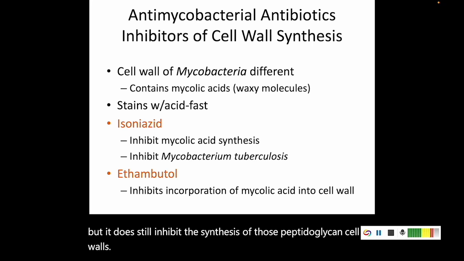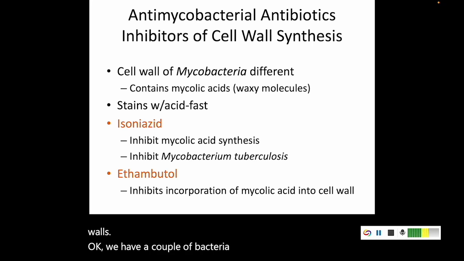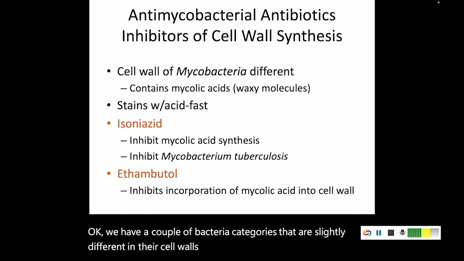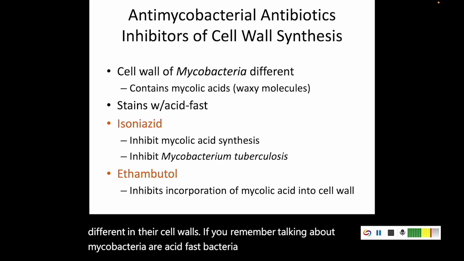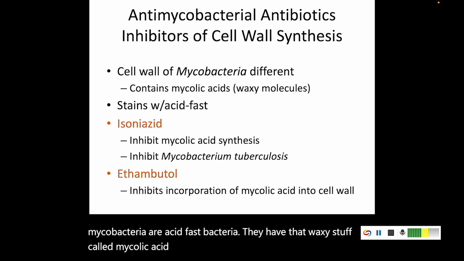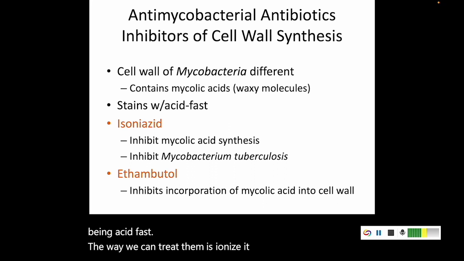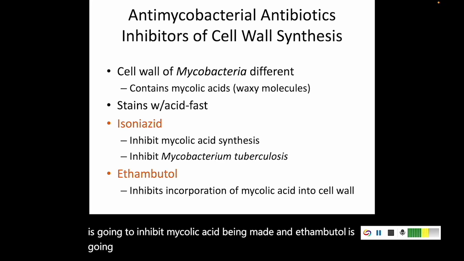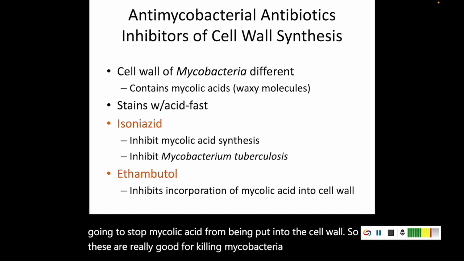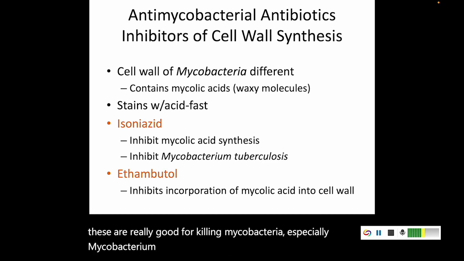Okay, we have a couple of bacteria categories that are slightly different in their cell walls. If you remember talking about mycobacteria, our acid-fast bacteria, they have that waxy stuff called mycolic acid in their cell wall. So they're going to stain as being acid-fast. The way we can treat them is isoniazid and ethambutol. So isoniazid is going to inhibit mycolic acid being made, and ethambutol is going to stop mycolic acid from being put into the cell wall. So these are really good for killing mycobacteria, especially Mycobacterium tuberculosis, which is what causes tuberculosis.